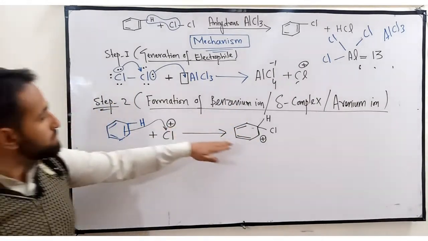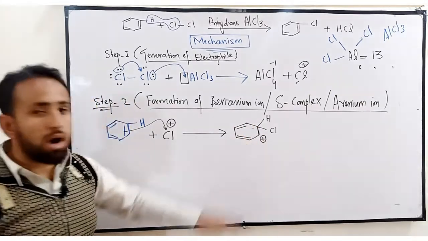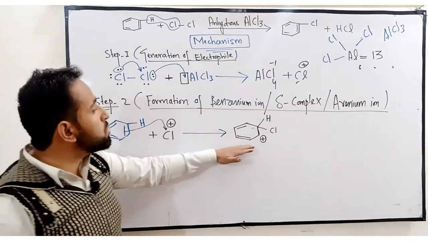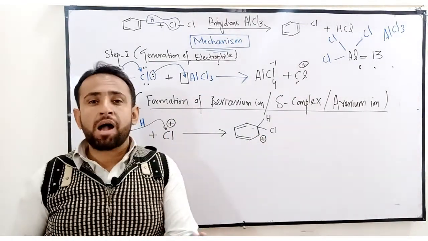Why is it known as the benzenium ion? Because this is a benzene part and now there is a positive charge on it. That's why it is known as the benzenium ion. This is also known as a sigma complex.